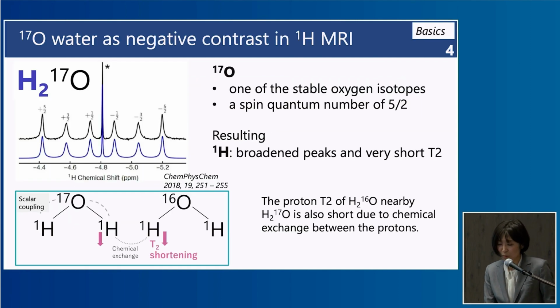O17 is one of the stable oxygen isotopes and has a spin quantum number of 5/2. Therefore, protons in O17 water have 6 Larmor frequencies, resulting in broadened peaks and very short T2. The proton T2 of O16 water nearby O17 water is also short due to chemical exchange between the protons.